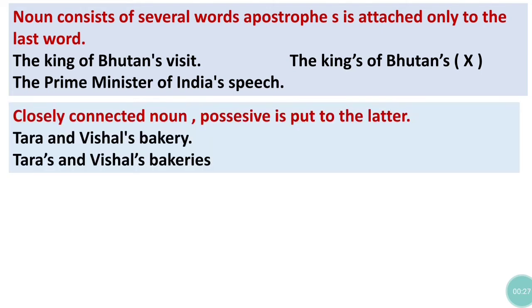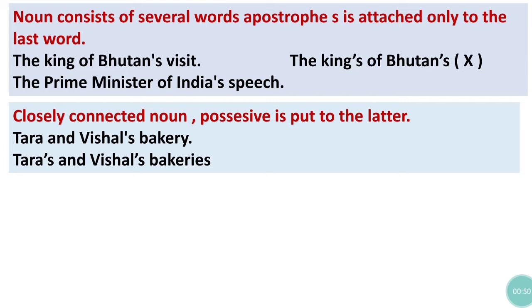Now closely connected nouns, we put possessive to the latter. For example, Tara and Vishal's bakery. Here are two nouns, Tara and Vishal. They have joint possession of the bakery, so we put apostrophe s to the latter or second one. We don't put apostrophe s or possessive to each noun.